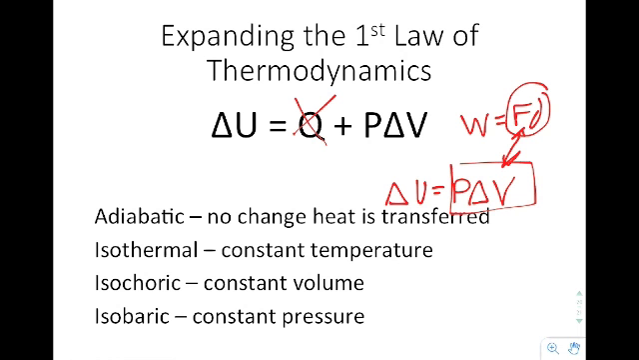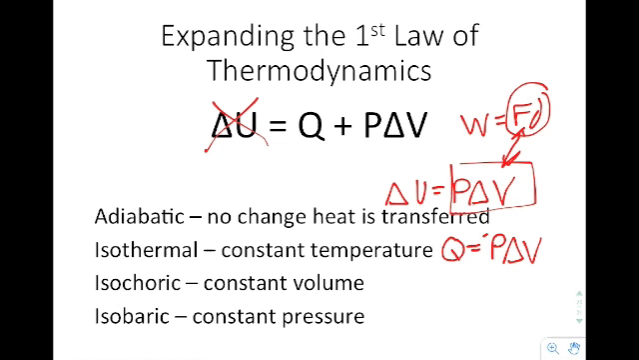Now, for an isothermal system, we can't say that Q is zero anymore. Instead, when we have an isothermal system, we say that delta U is zero. Whenever we do that, what we can say is that Q is equal to minus P delta V. Okay, so all the heat that's going to go into a system will actually go into expanding that particular system.